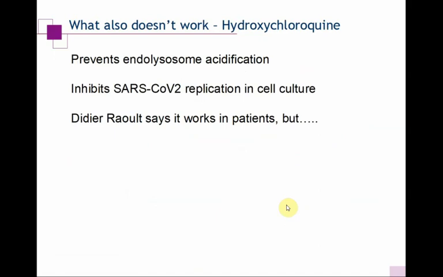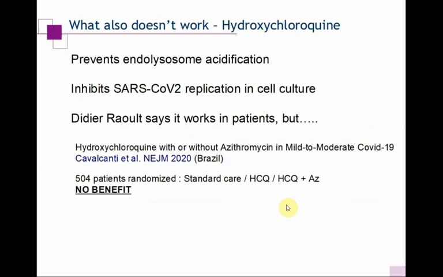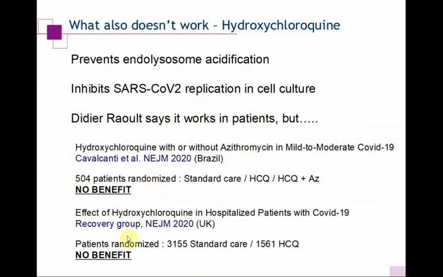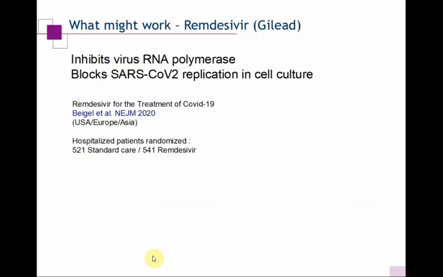I know that Didier Raoult says it's going to work, but in fact, here's a study from Brazil. They randomized patients, one third, and didn't find any benefit. And this is once again the Recovery Consortium in the UK: 3,000 patients in the control group, 1,500 in the hydroxychloroquine group, no benefit. So when people have tested these molecules rigorously, it doesn't really work. So remdesivir, which inhibits the virus RNA polymerase. Trump got this. Everybody in America is going to want this right now, otherwise they'll sue their doctor.